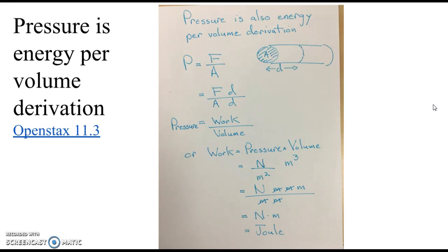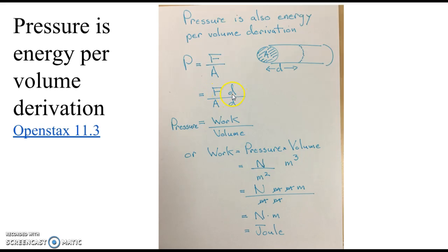Pressure is energy per volume. So check it out. We start with the definition of pressure, force divided by area. And all you simply do is multiply by distance divided by distance. So this is 1, that's why it's legal. You can multiply by 1 and it doesn't change anything.